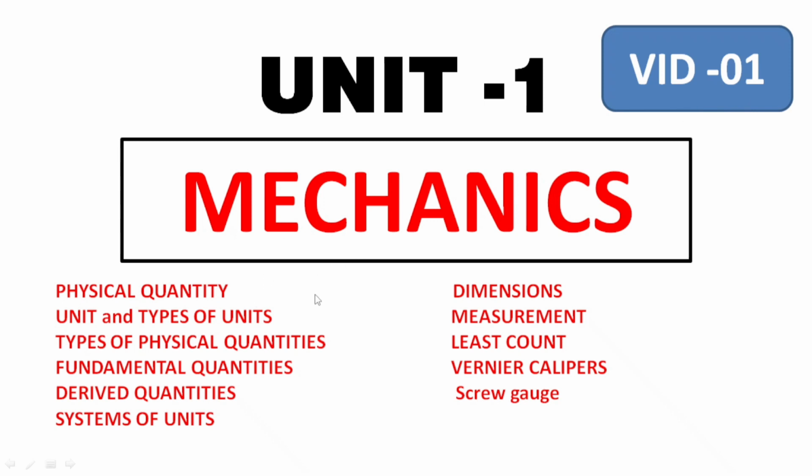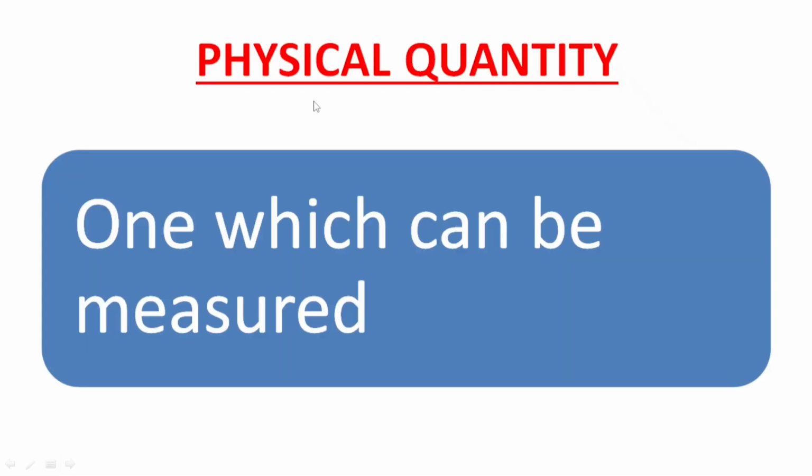So today's class, today's content: physical quantity, types of units, types of physical quantities, fundamental quantities, derived quantities, and system of units. The next topic is dimensions, measurement, least count, vernier caliper, and the last topic is screw gauge. So today's class we will discuss these topics.